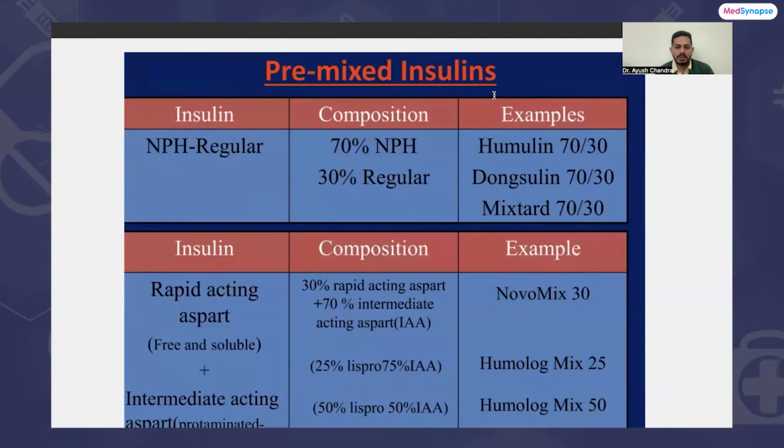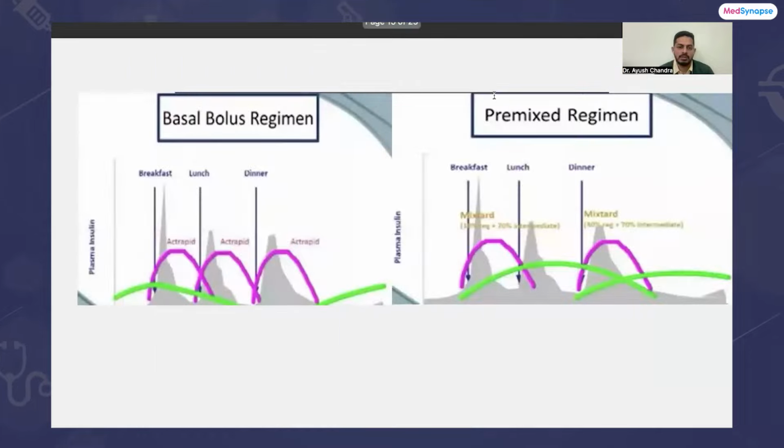So one is a Novomix, 30% rapid aspart and 70% intermediate. So this is also very good, very effective, which I also use. Then the combination of intermediate acting and rapid acting, that is 25% and 50% Lispro. This is also available as Humalog Mix 25 and Humalog Mix 50. Very commonly used these days.